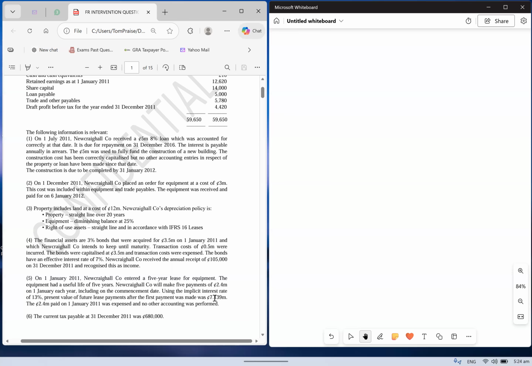The construction cost has been correctly capitalized, but no other accounting entries in respect of the property or the loan have since been made. The construction is due to complete 31st January 2012. All right. So that is the first thing we need to now look at.